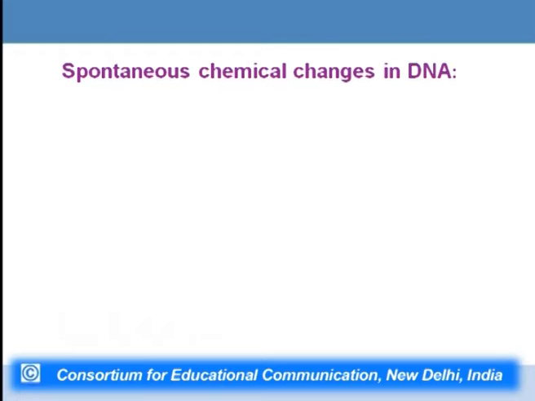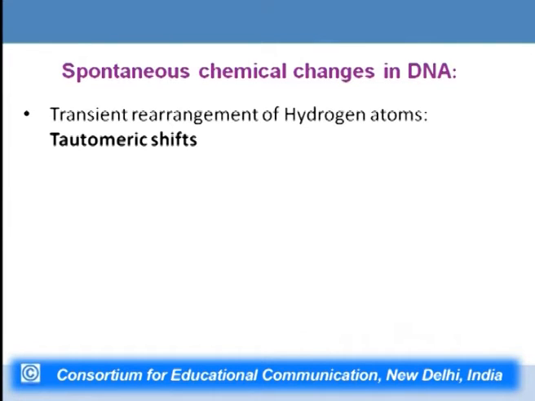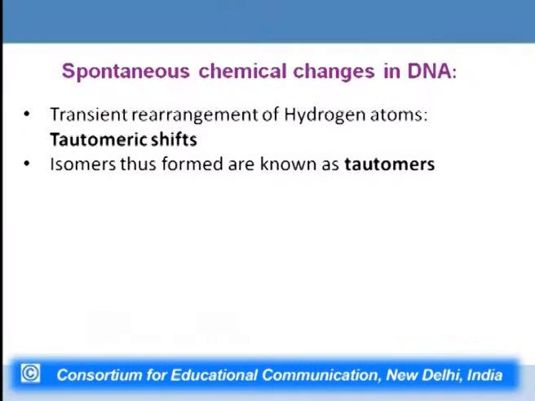Now, even after all these mechanisms exist to ensure high fidelity in replication, there is damage to DNA and there is mutation occurring because of spontaneous changes in DNA. A very surprising change which occurs in DNA is because of the molecules of water, and this is basically tautomeric shift. Though water is required for maintaining the double helical structure of the DNA, still the water molecules might cause change in the individual bases, and they might exist in more than one form. This occurrence of transient forms is known as tautomeric shift, and it occurs because of the shifting of the hydrogen atoms on the bases. The isomers which are thus formed are known as tautomers.